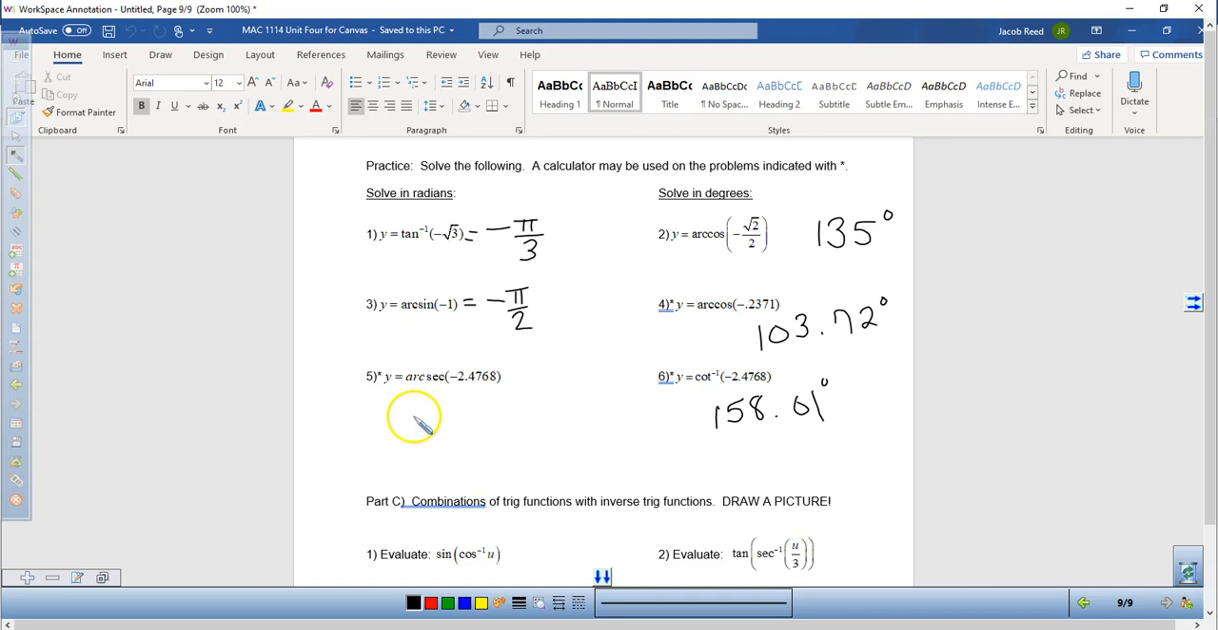And last one in radians. Switch my calculator over. We're going to do cosine inverse of 1 divided by this number. We get in radians 1.99 radians. Okay.